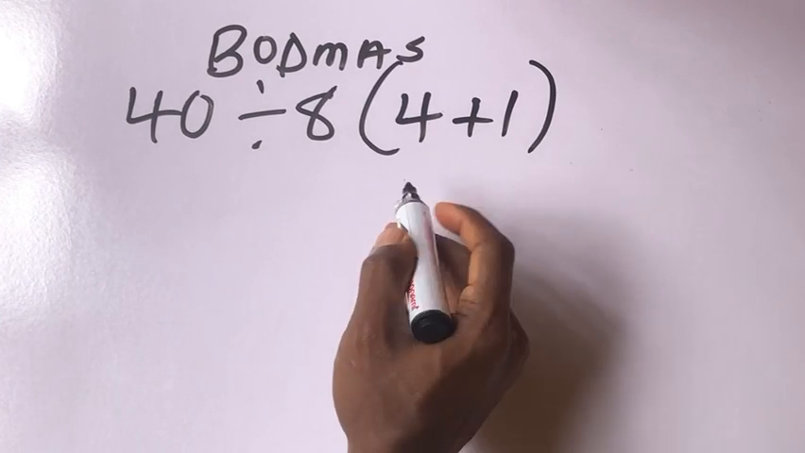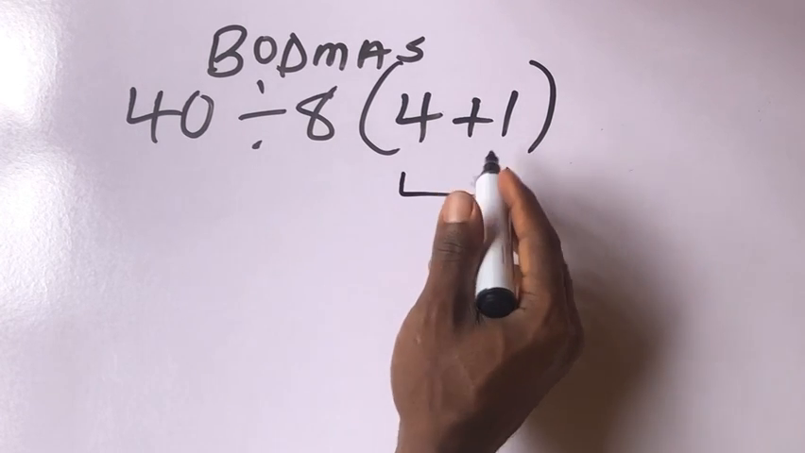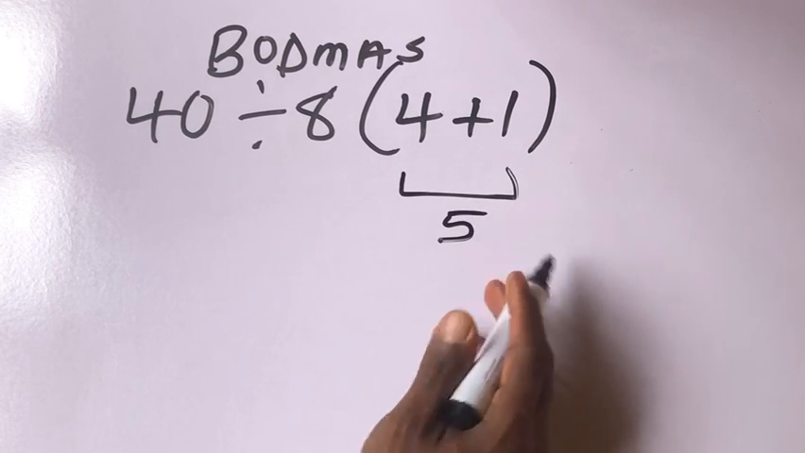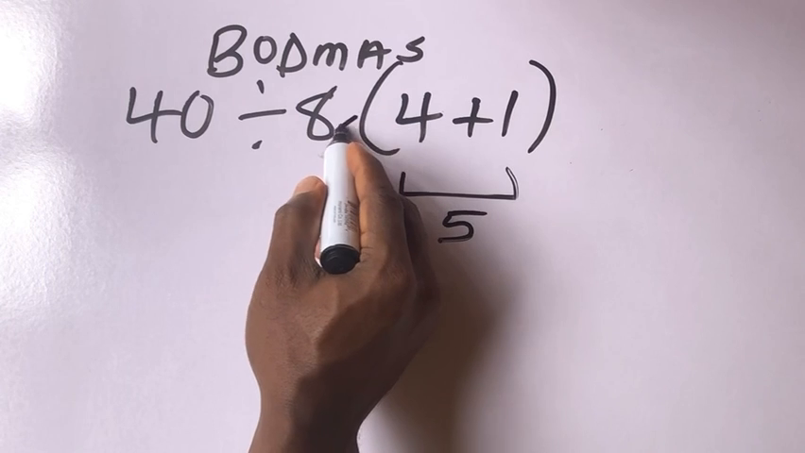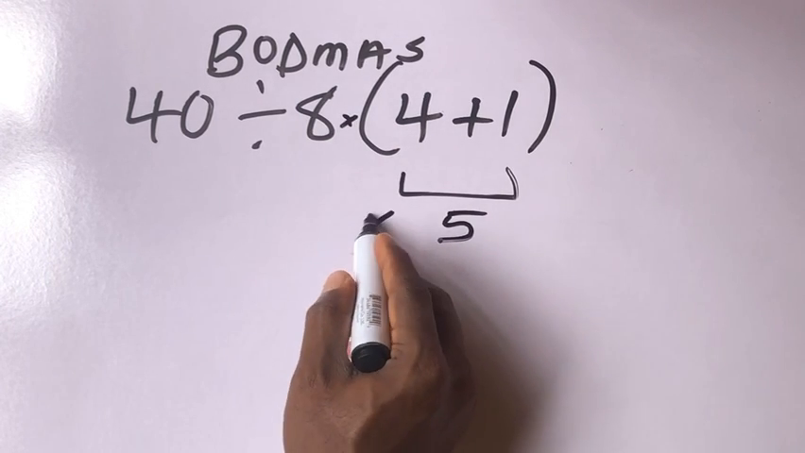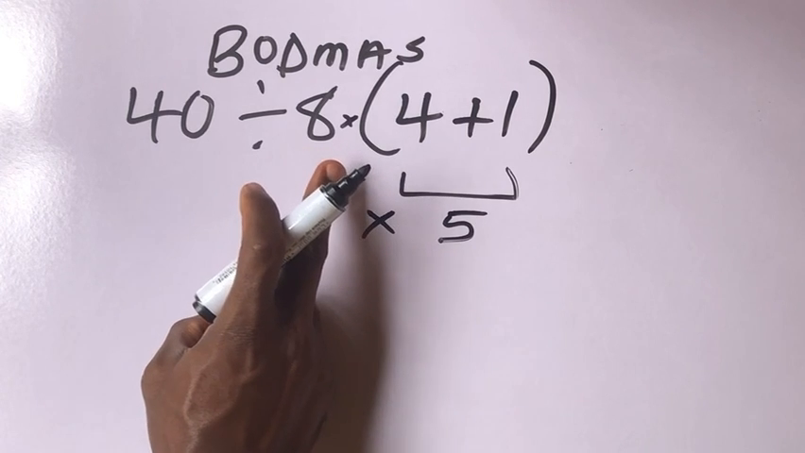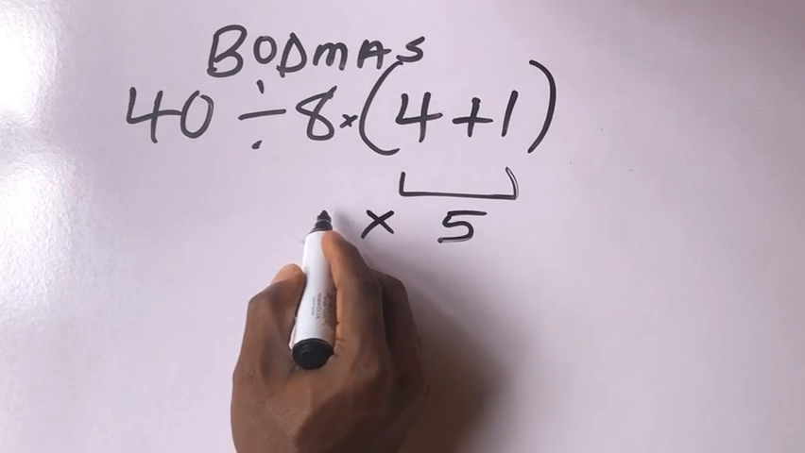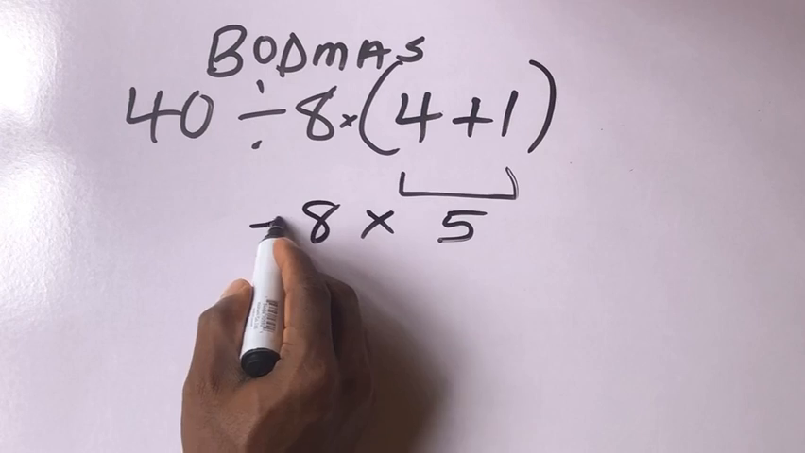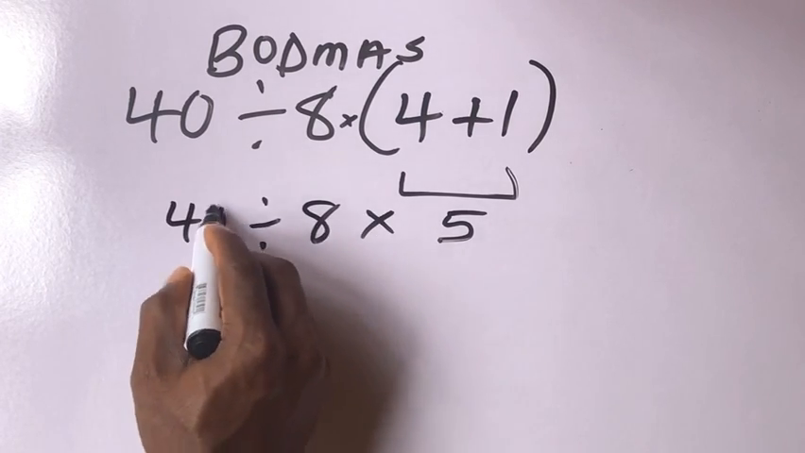Now, 4 plus 1, sorry, will give us 5. Remember, there's multiplication here. Any number that is close to parentheses has an automatic multiplication. So here's 5 times 8. Divide by what? 40.